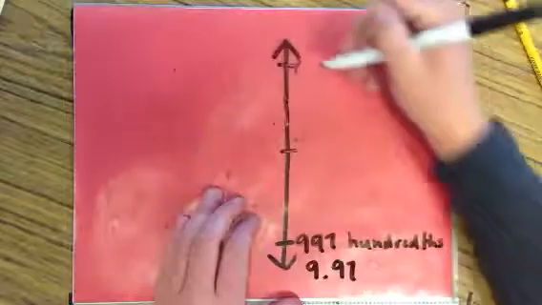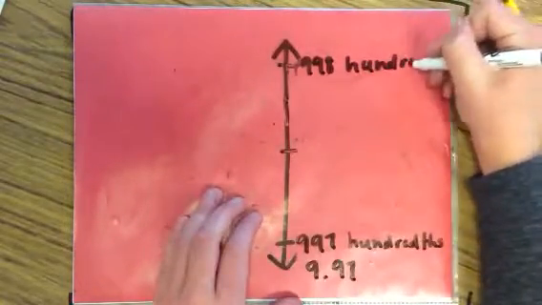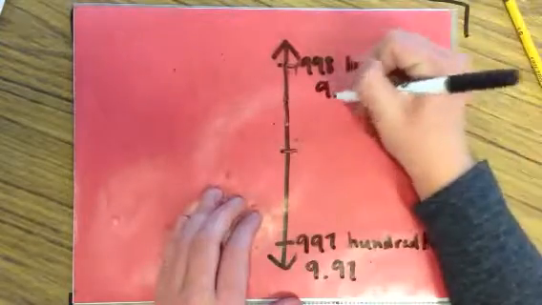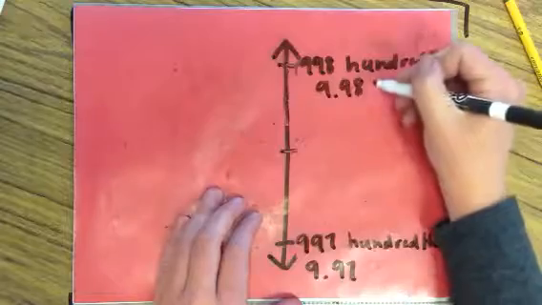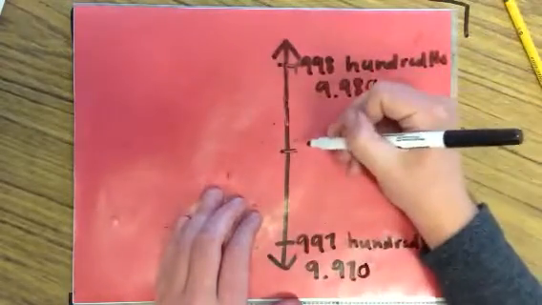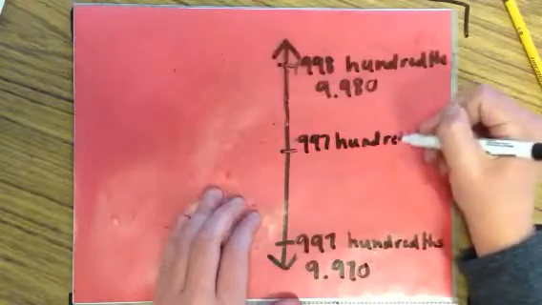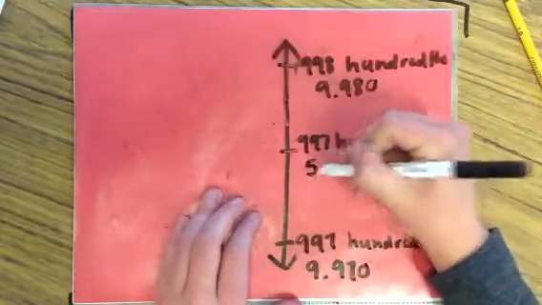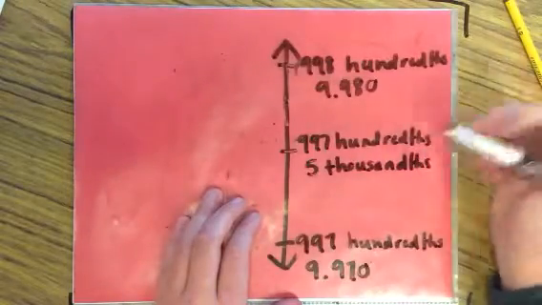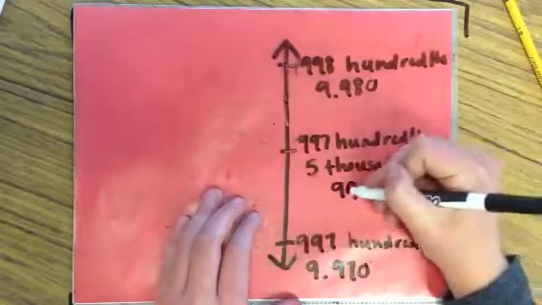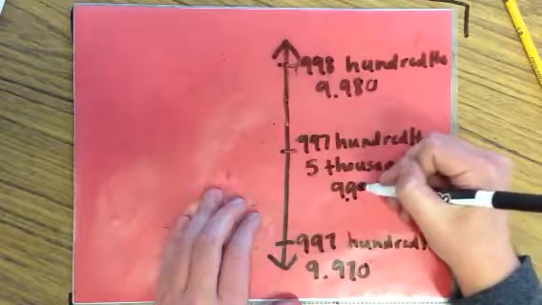Nine and 97 hundredths, 9 and 98 hundredths. Okay, midway between, I'm going to add my extra 0 so I can figure that out. Got 997 hundredths, 5 thousandths. Great. 9.975.